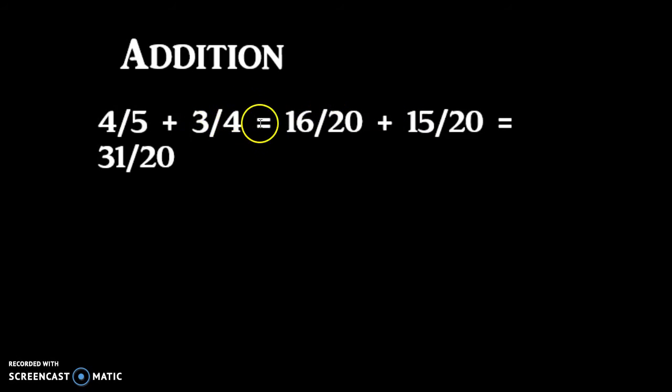And then 4 times 5 is 20, so you do 3 times 5, which is 15, which is 15 over 20. Add those two, and you get 31 over 20. But you don't add the denominator.